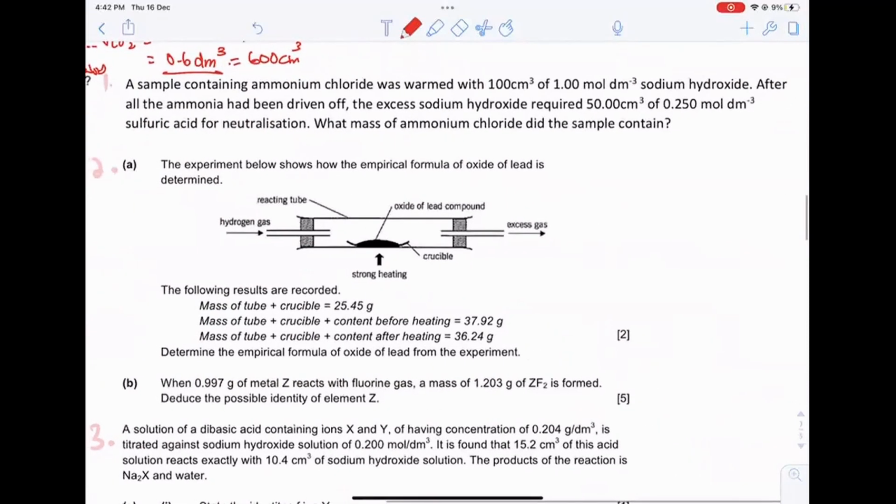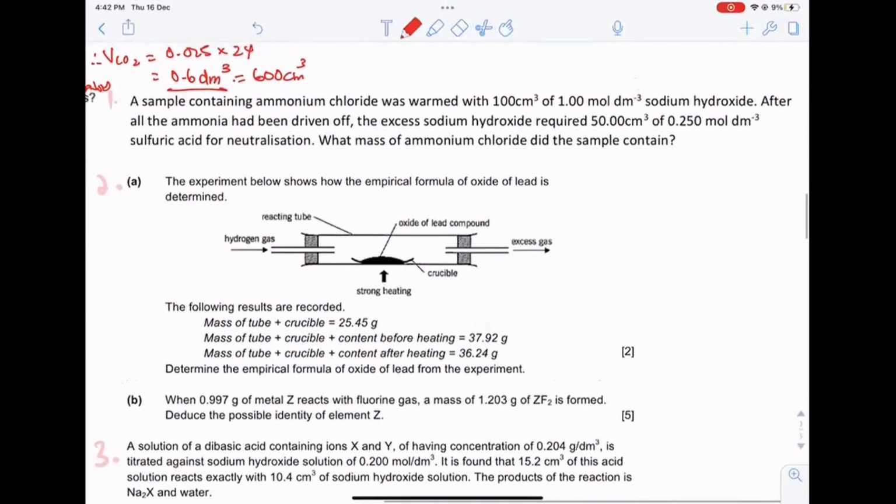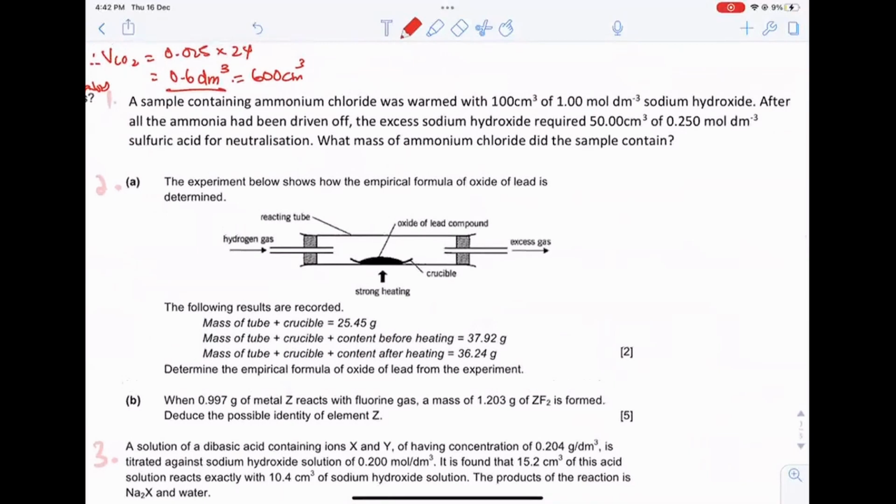So a sample containing ammonium chloride was warmed with 100 cm³ of 1 mole per dm³ sodium hydroxide. After all the ammonia had been driven off, the excess sodium hydroxide required 50 cm³ of 0.25 mole per dm³ sulfuric acid for neutralization. What mass of ammonium chloride did the sample contain?